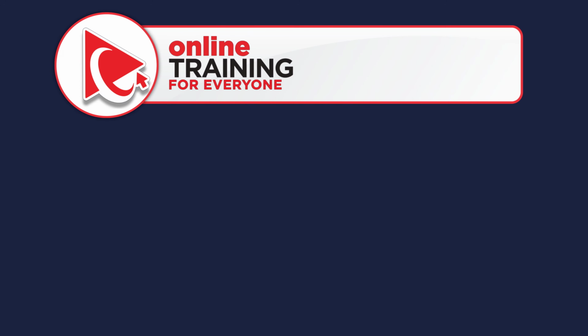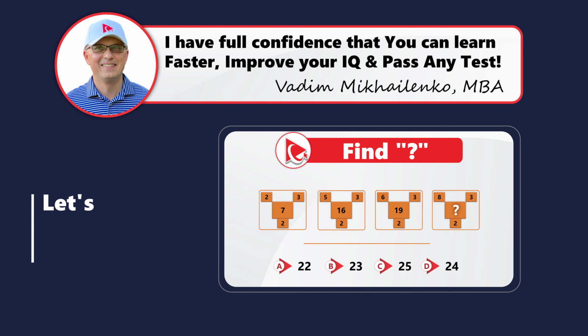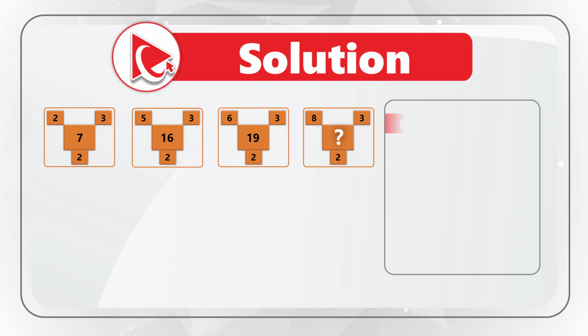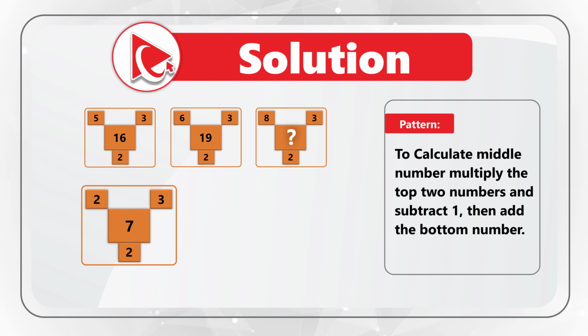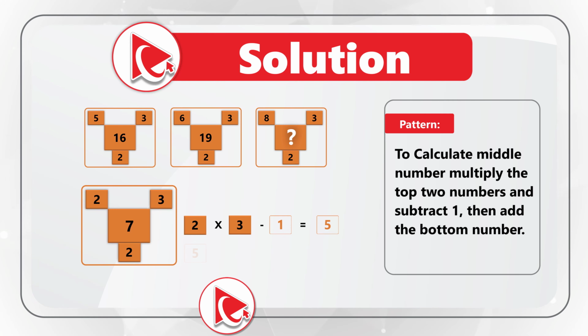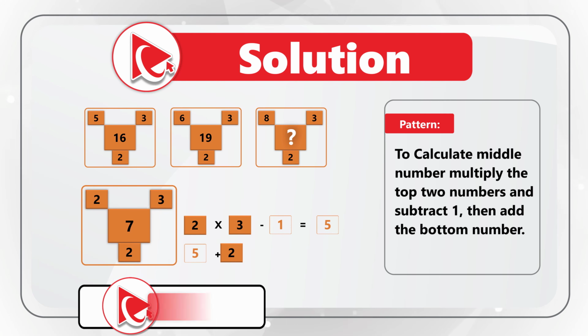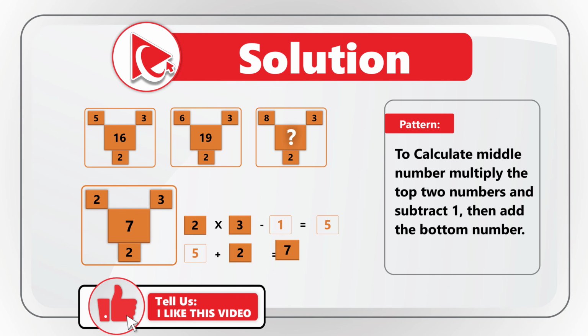Let me share with you my logic and rationale, and obviously if you have a better way to solve it, please make sure to share in comments. I think the pattern here is that to calculate the middle number, you need to multiply the top 2 numbers and subtract 1. Then add the bottom number. Let's look at the first shape to confirm the logic. 2 multiplied by 3 minus 1 equals 5. 5 plus 2, which is the bottom number, equals the middle number, which is 7.